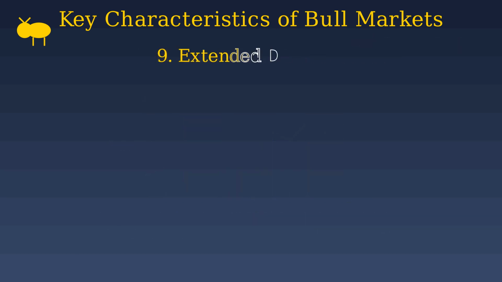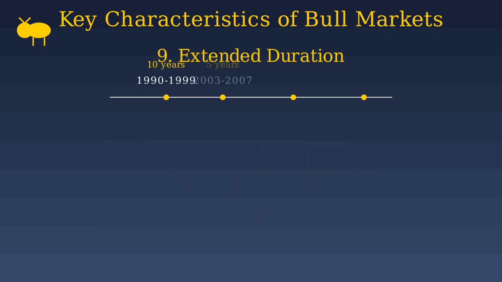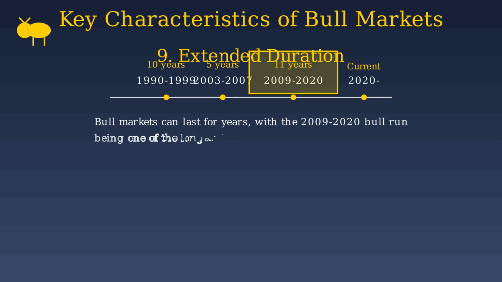Bull markets can last for extended periods, often spanning several years. One of the longest bull markets in history ran from 2009 to 2020, lasting nearly 11 years before the COVID-19 pandemic triggered a market downturn.